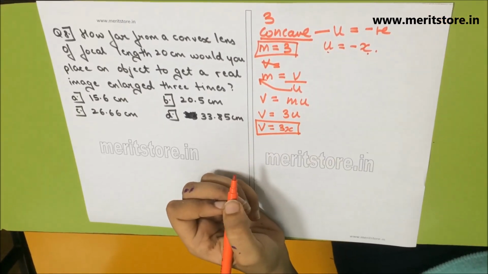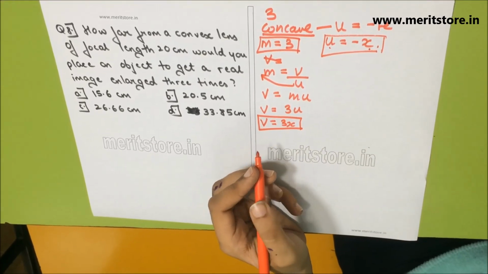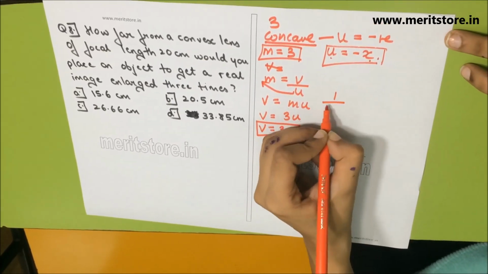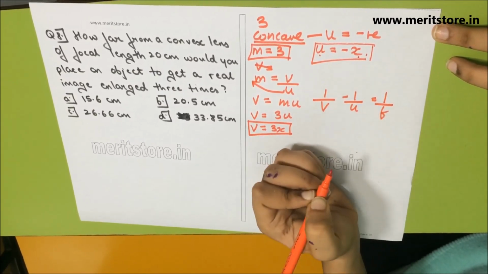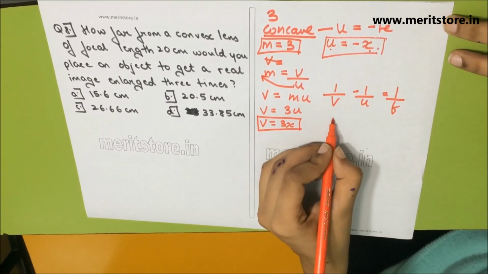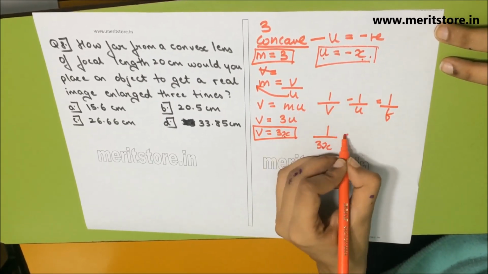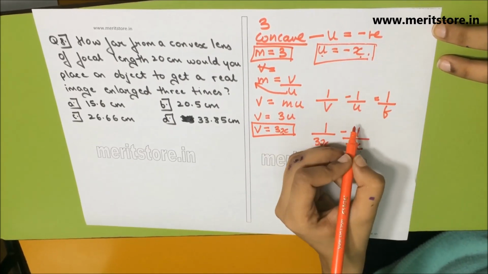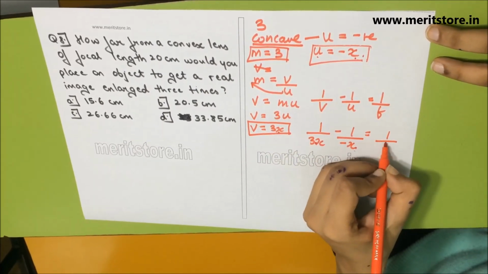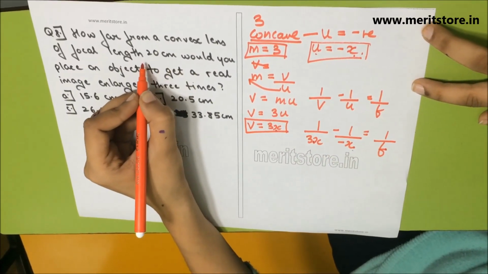So now we have the values of U and V. Using the formula, 1 upon V minus 1 upon U is equal to 1 upon F, we have 1 upon 3x, which comes from here, minus 1 upon minus x, because u is minus x, is equal to 1 by f. F is my focal length, which is given as 20 centimeters.